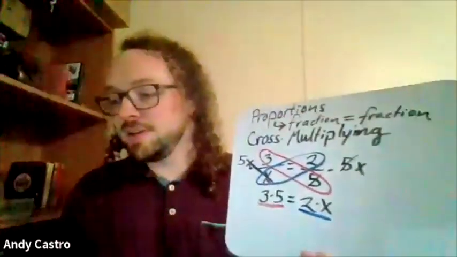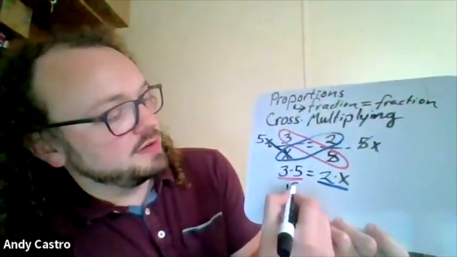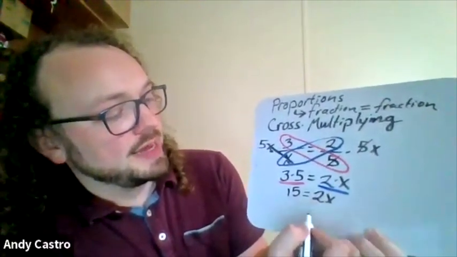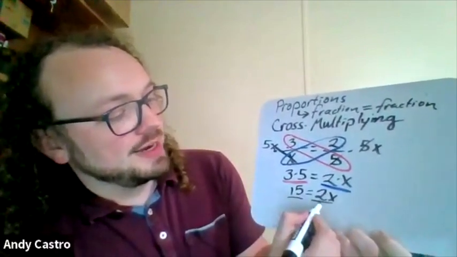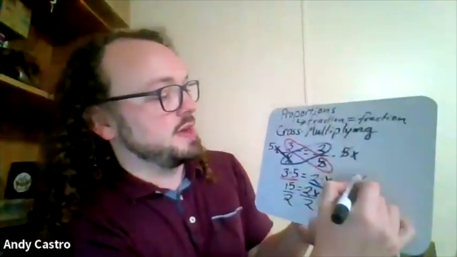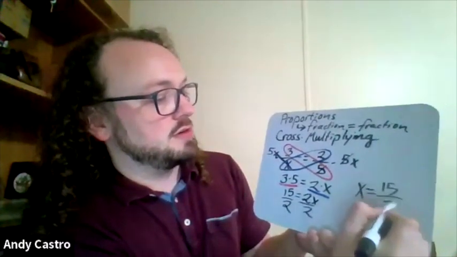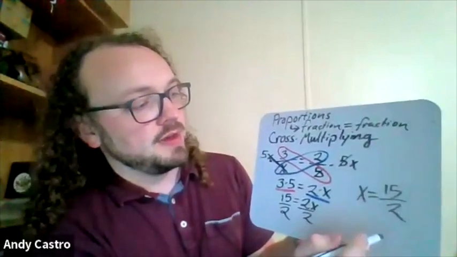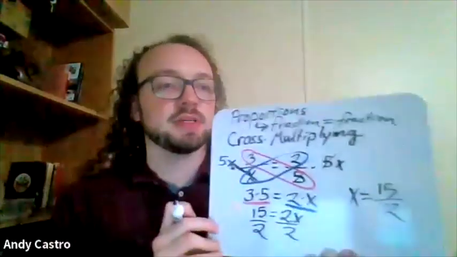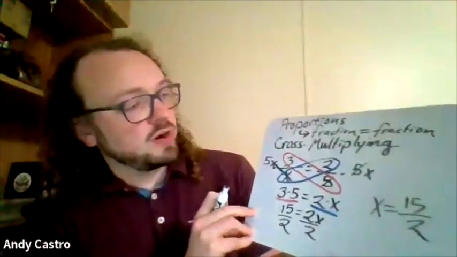So let's finish this equation, solve for x here. We've got 3 times 5 is 15 equals 2x. And then I have to isolate x by dividing both sides by 2. And I'll have x equals 15 over 2. And that's 7.5, or 15 over 2 is a fine way to express that as well. Let's do a couple more problems like that.